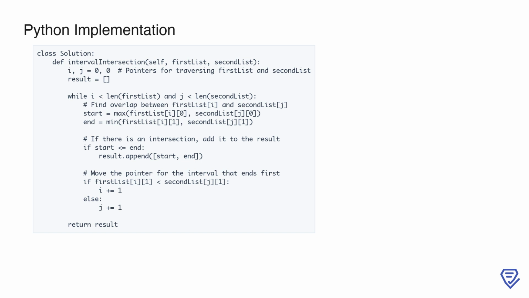This approach is efficient, with a time complexity of O(m + n), where m and n are the lengths of first list and second list respectively. The space complexity is O(1), as we only use a fixed amount of extra space, apart from the output list. The algorithm handles edge cases, such as empty input lists or intervals that do not overlap, gracefully.